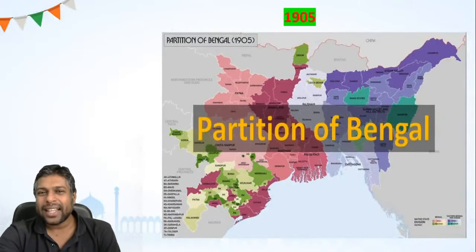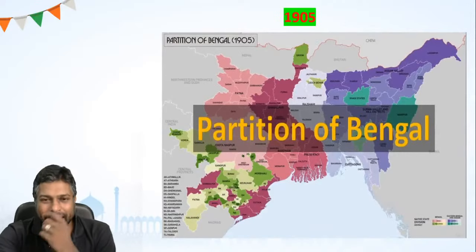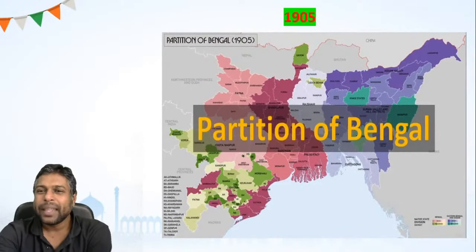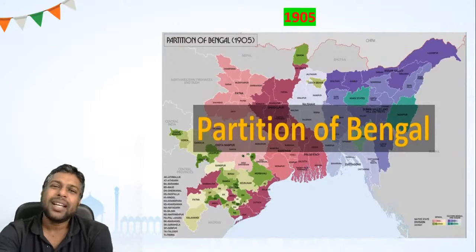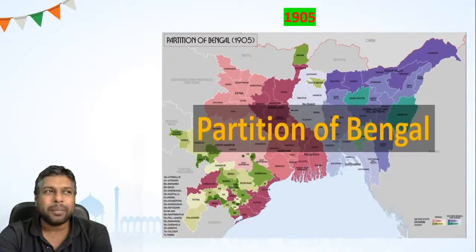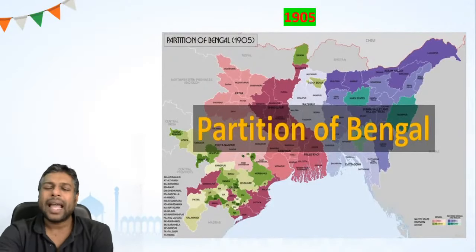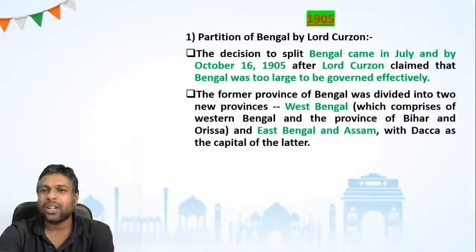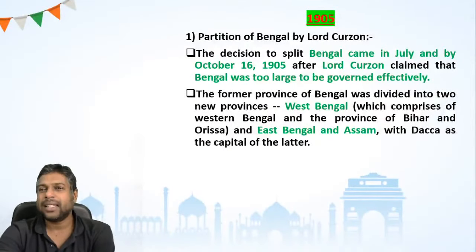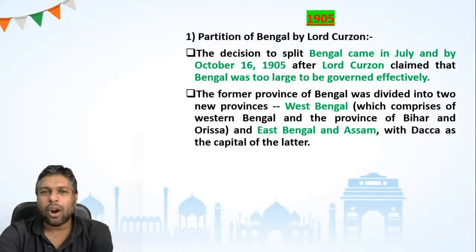So let's quickly look at the timeline again, just to do a quick review. East and West Bengal. Even today, we have West Bengal, which is part of India. Mamata Banerjee is the chief minister. East Bengal ultimately became East Pakistan. And then, of course, East Bengal is now a sovereign nation in itself. That is the nation of Bangladesh.